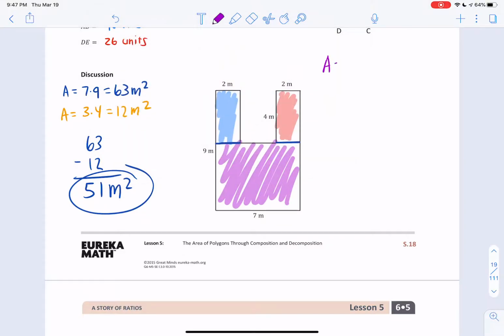Starting with the purple rectangle. Area equals base times height. 7 multiplied by, okay, well, what's the height? The entire length of the shape is 9. And I know that this top section here is 4. So I know this section is 4. That means this bottom section must be 5 because it must add up to 9. Right? So my purple box has a base of 7 and a height of 5, which is 35 units squared.